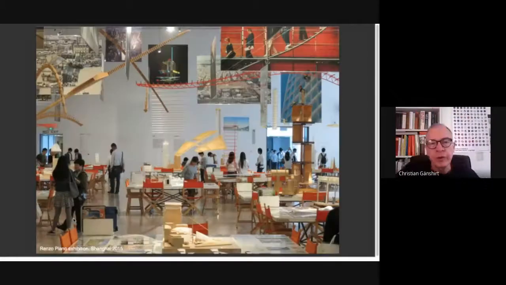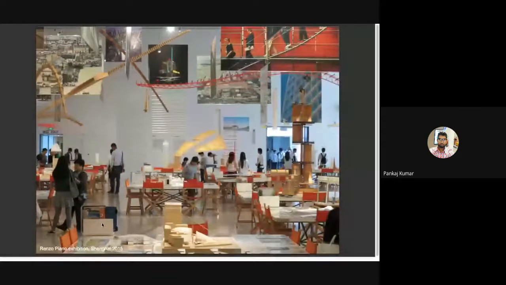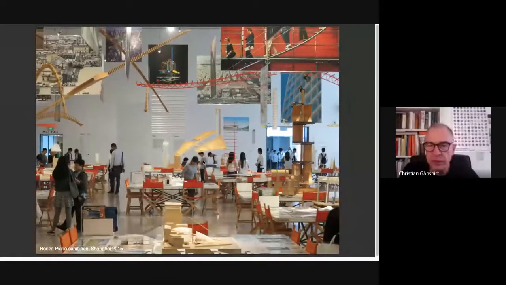When we go, for example, to an exhibition of a great architect, this is Renzo Piano, a show he did in Shanghai about 5 years ago, we see so many different things. We see chairs and tables, and on the tables we see photographs and sketches and drawings and scale models and different types of models. On the walls we see texts, and on the tables also we see quotes and leaflets and catalogs.